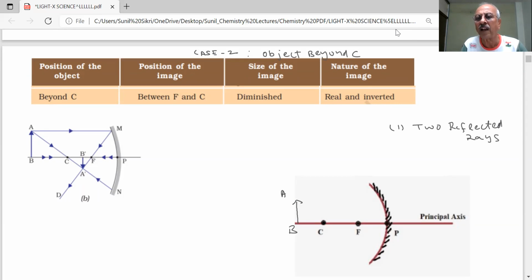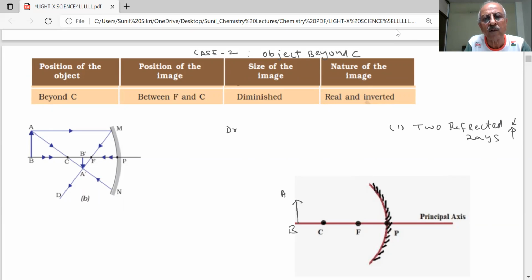And I always take these 2 reflected rays from the head. Where is the head? This is the head, student, the arrowhead. I will use this. Although there are an infinite number of rays reflected, we will need only 2 reflected rays. So if I use rule 1, what does rule 1 say? Tell me, what is rule 1, student?